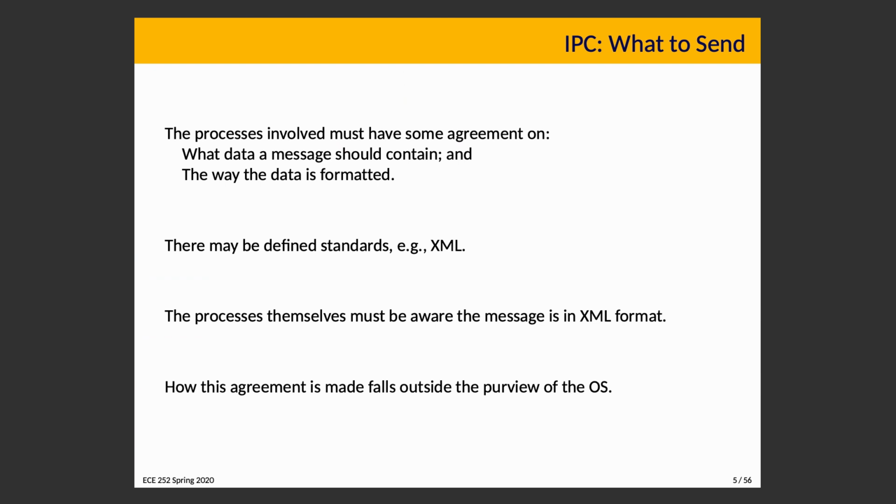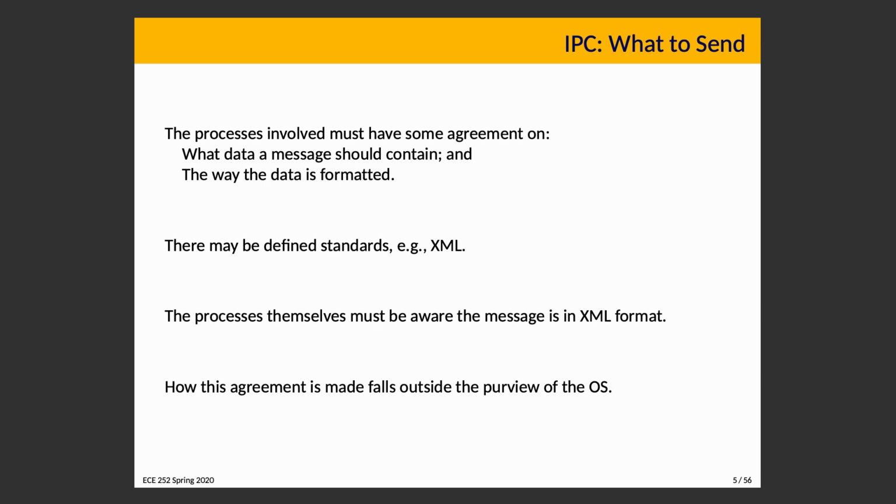Okay. Now, interprocess communication is totally indifferent to what the data looks like and how it is structured. So the processes involved have to have some agreement on what data a message should contain, as well as the way that the data is formatted. So you might agree that data should be transferred between process A and process B via XML. If you do that, the processes themselves have to be aware that the sender needs to format the outgoing message in XML, and the receiver will attempt to parse the incoming message in XML. That's fine, but how that agreement is made is outside the view of the operating system.